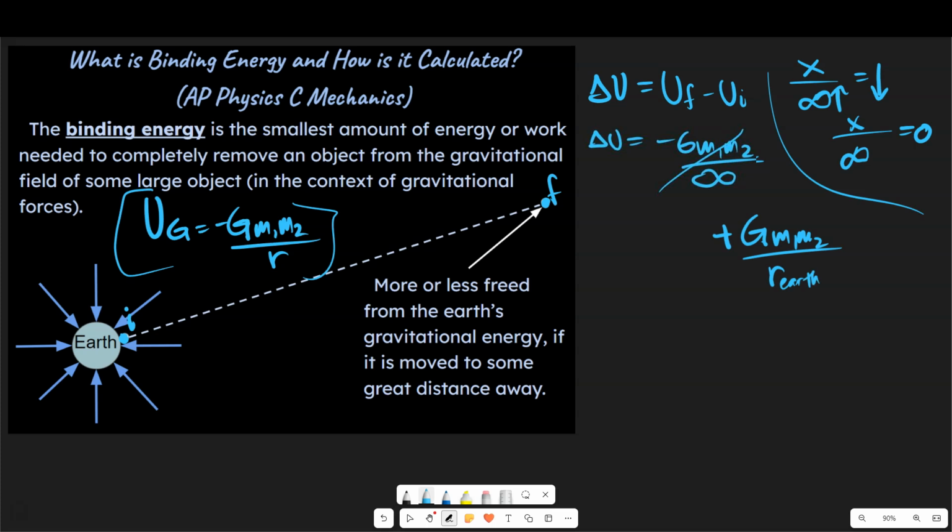So effectively, this is the binding energy. This is how much energy it would take to be able to free an object from the surface of the Earth and get it removed to essentially infinity away, or you could just say fully freed from the gravitational pull of the Earth.